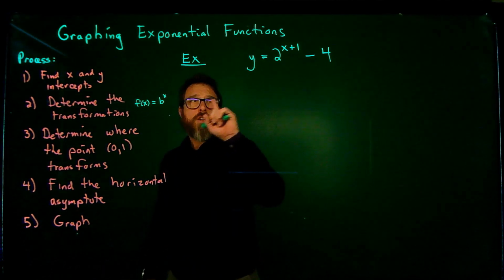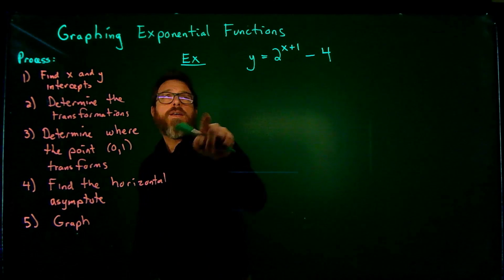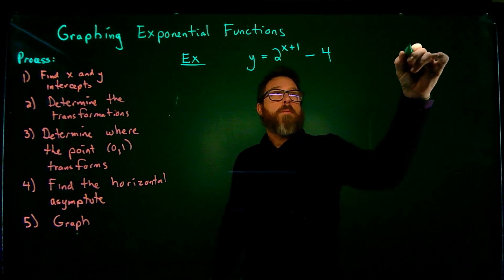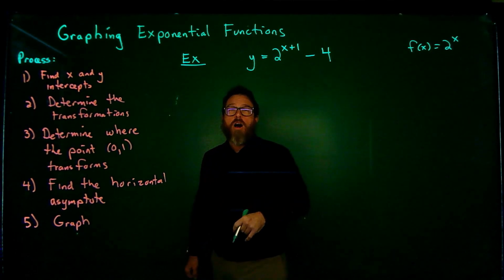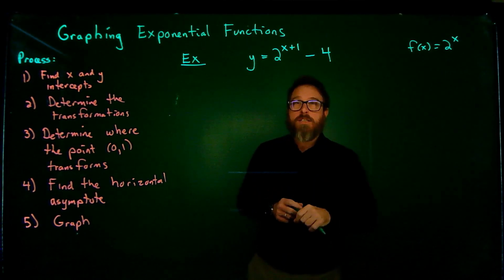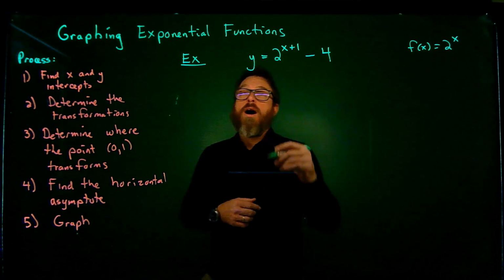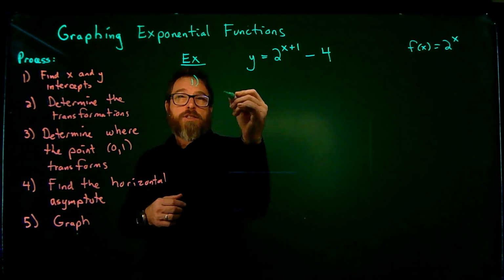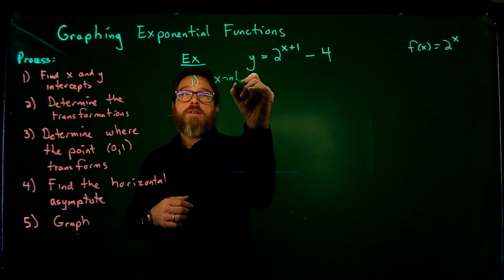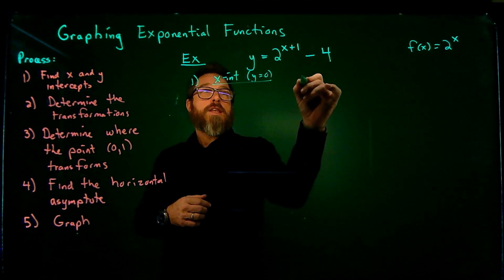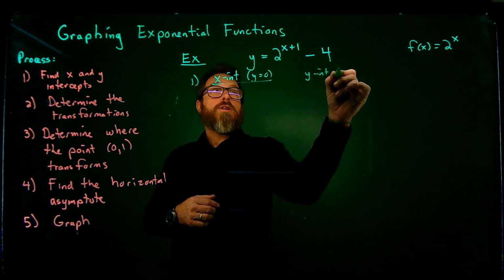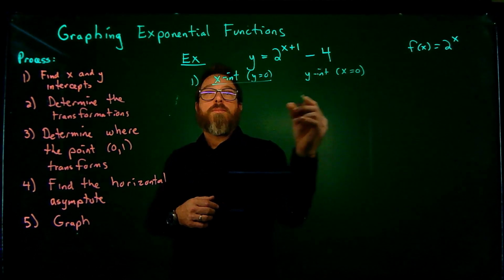All right, so starting with this, what I know is this function comes from a parent function of f of x equals 2 to the x. All that's been done to this 2 to the x is it's been transformed. So let's first start out with the x and y intercepts. The x-intercept, we know, happens when y is equal to 0. And then we can also find the y-intercept, and we know this happens when x is equal to 0.